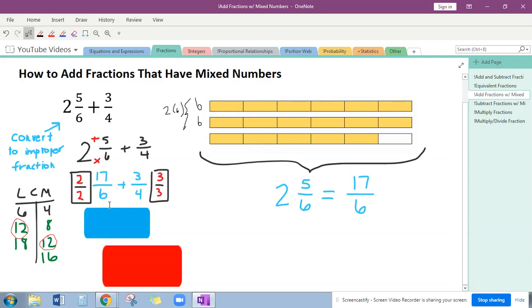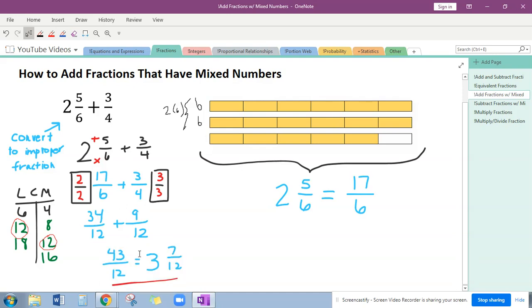Remember, I want to do the same thing on top and bottom because I'm using my giant 1. Okay, so 2 times 6 was 12. 2 times 17 is 34. So over here I'll have 34 over 12. And over here, the way I got 9/12 is because 4 times 3 is 12. 3 times 3 is 9. And I just add the numerators, so that's 43 over 12.